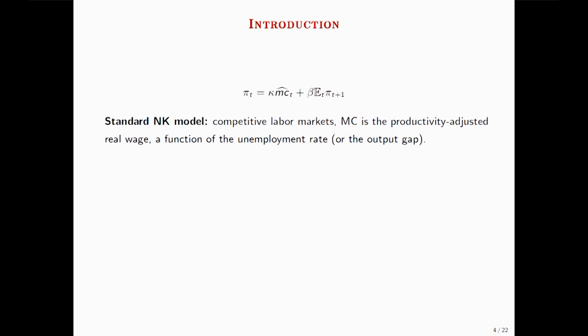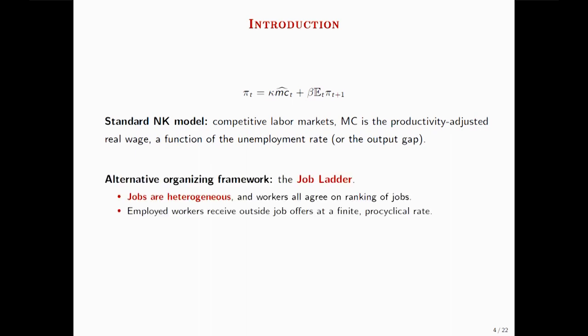wage. Now, in this project, we're going to think about an alternative organizing framework specifically for the labor market. And that framework is the job ladder. So what is a job ladder? It's a view of the labor market where jobs are heterogeneous. You have jobs that are more productive and jobs that are less productive, or jobs that are more valuable in some dimension than others. And importantly, workers all agree on the rankings of jobs. So all workers recognize that job A is more or less productive than job B.